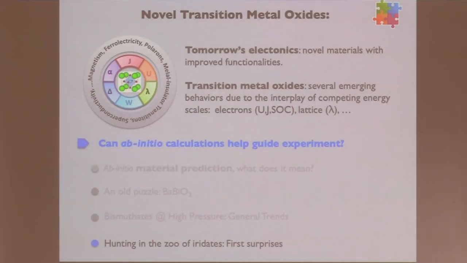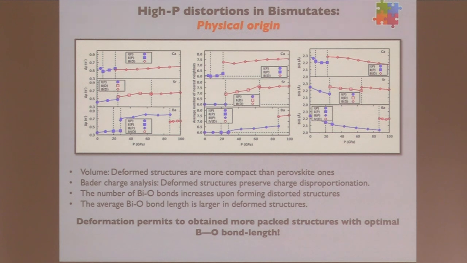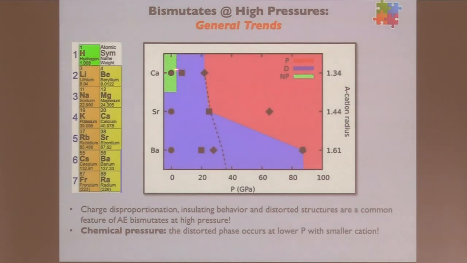Did you also try to look at strontium bismuth 3? Yes, these are all the same. So this is calcium, strontium, barium, more or less the same. And here, this is the phase diagram. The transition is at a bit lower pressure going from calcium, strontium, to barium. And in barium, you form this intermediate cluster phase, which we don't find in strontium.